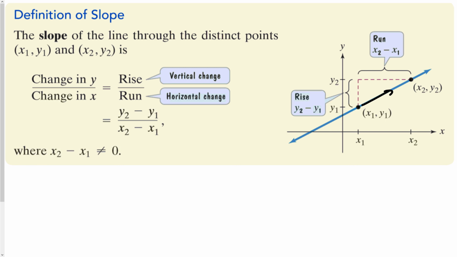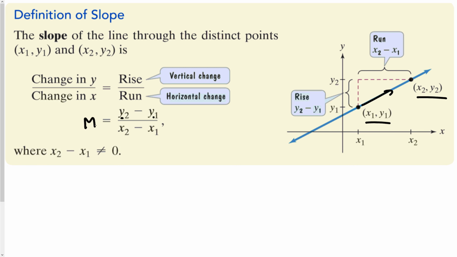Okay, so the slope of the line through the distinct points x1, y1, subscripts, that just means the first point, and x2, y2, is the change in y, the rise, divided by the change in x, the run. And the way we find the change between two numbers, where we start, where we finish, is take where you finished minus where you started. y2 minus y1 over x2 minus x1.